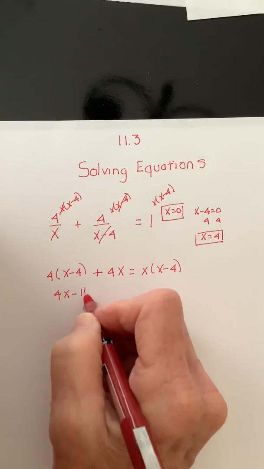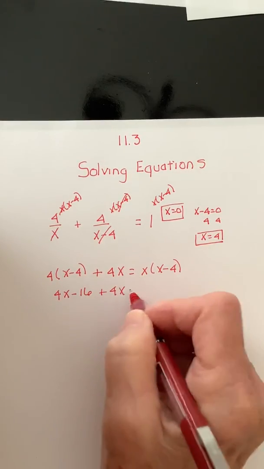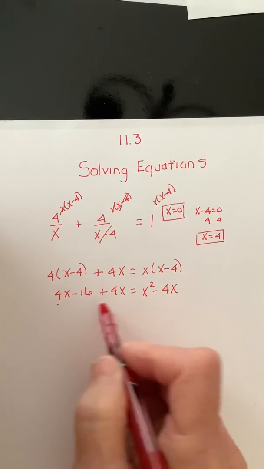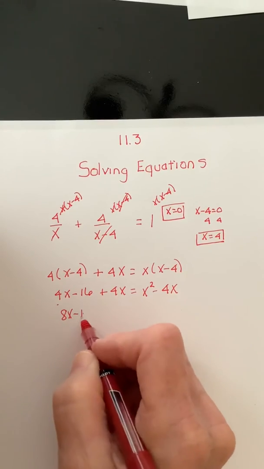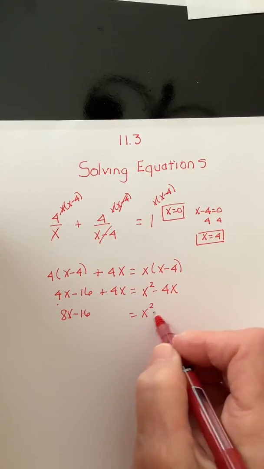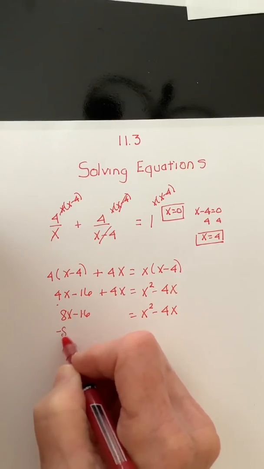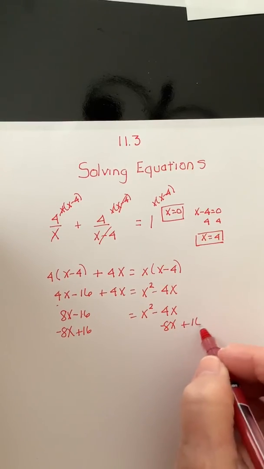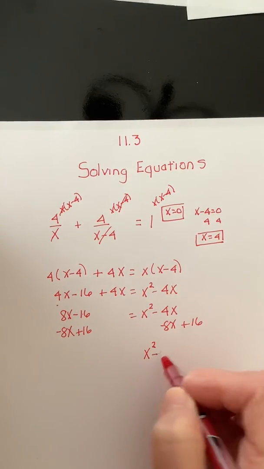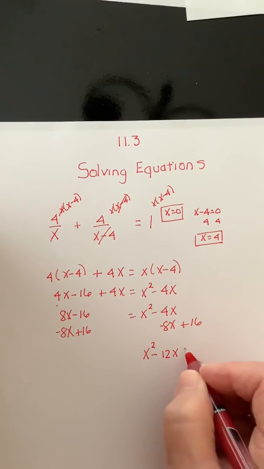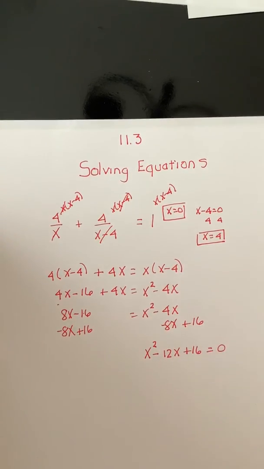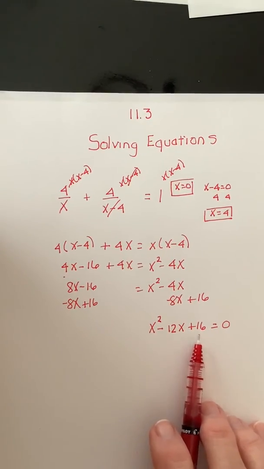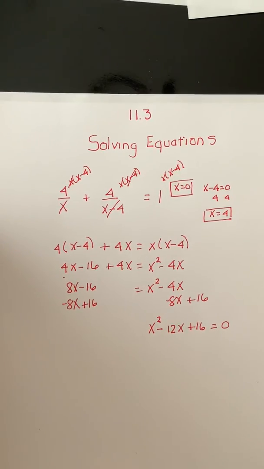Let's get rid of the parentheses. 4x minus 16 plus 4x is equal to x squared minus 4x. Combine like terms, 4x and 4x is 8x minus 16 is equal to x squared minus 4x. So I'm going to subtract 8x from both sides. I'm going to add 16 to both sides. And I have x squared minus 12x plus 16, I'm going to put my 0 on the right side, is equal to 0. Okay, again, factors of 16, 2 and 8, 4 and 4, 1 and 16, and that will not give us a 12. Let's plug it into the quadratic formula.